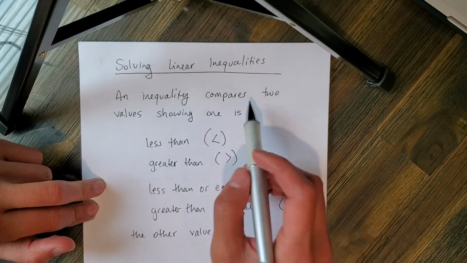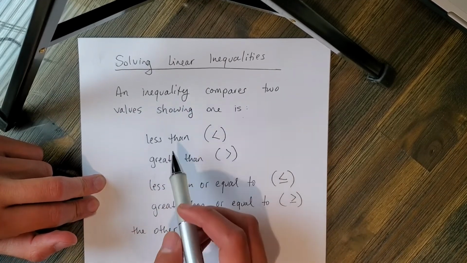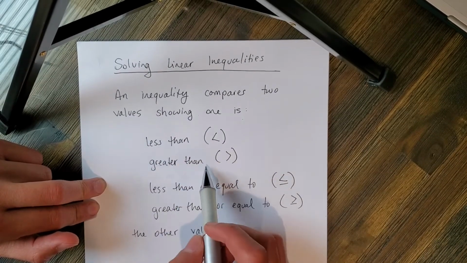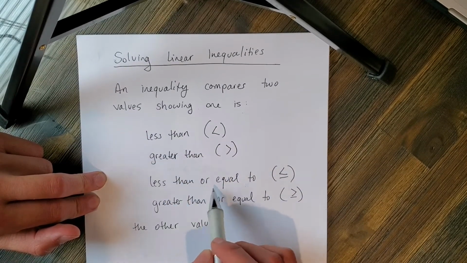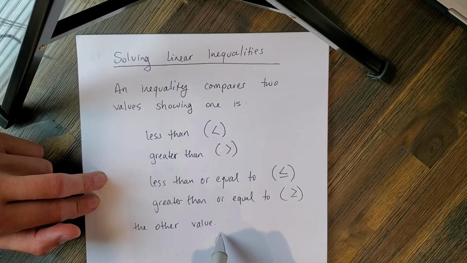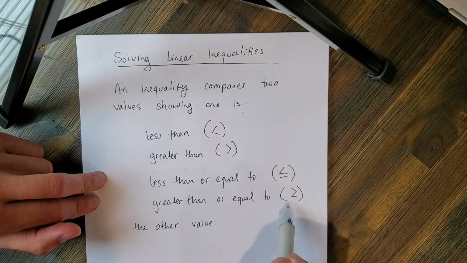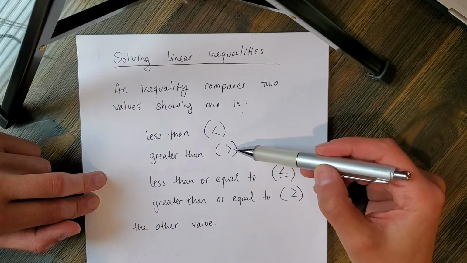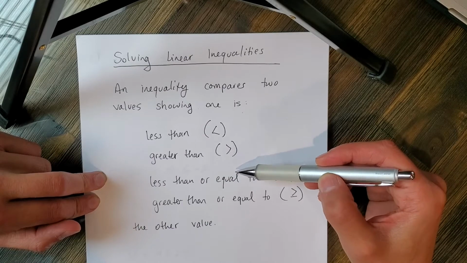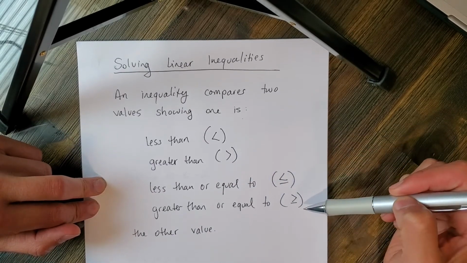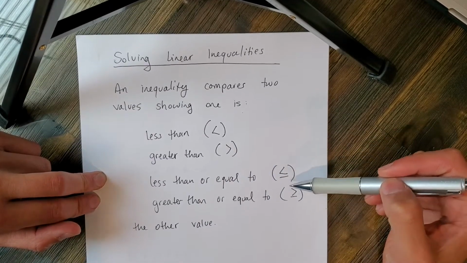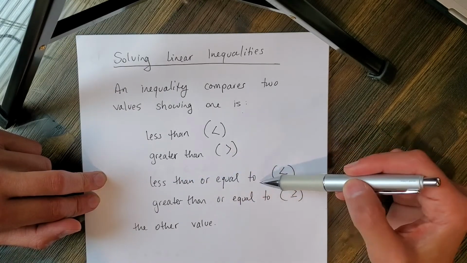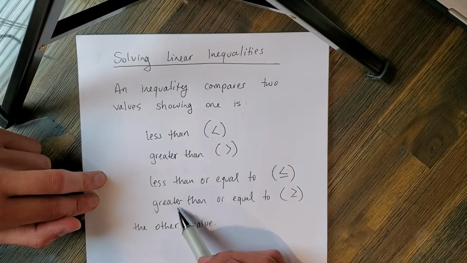An inequality compares two values, showing one is, and then we have four options here: less than the other value, greater than the other value, less than or equal to the other value, or greater than or equal to the other value. Notice we have four symbols here, the less than, greater than, and then the same symbols but with a little bar underneath. It's one of the equal sign bars. So this one could be one of the two. It could either be less than or equal to, and this one could be greater than or equal to.